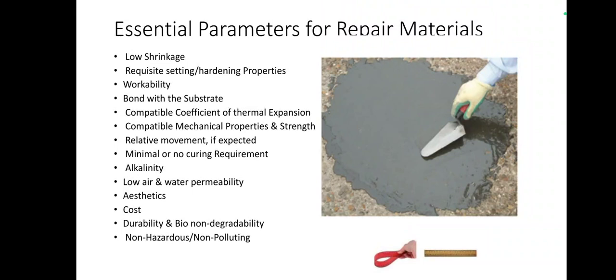And the second one is that it should have required setting and hardening properties. Based on the requirement or the application, the material should be of quick setting or delayed setting. So the setting properties can be altered in such a way that they suit the field condition. For example, if you're going to repair a concrete road, traffic should be allowed within less time. Nowadays repair materials are available that attain the required strength within half an hour, and the road can be opened for traffic. So like that, we have to prefer quick setting.